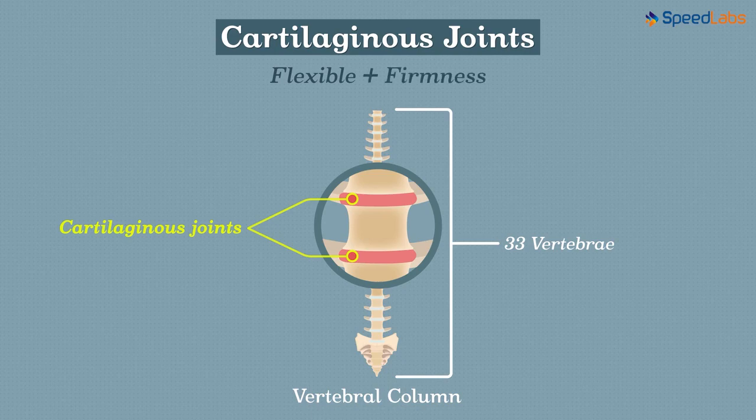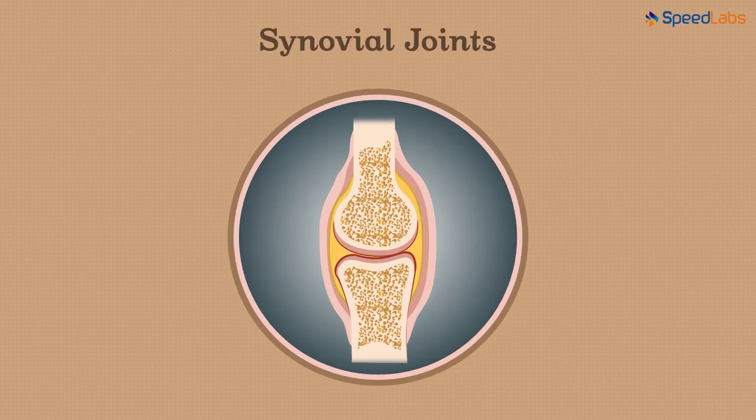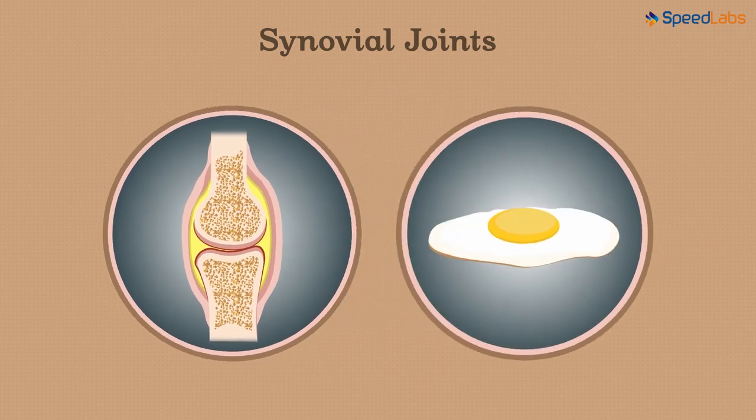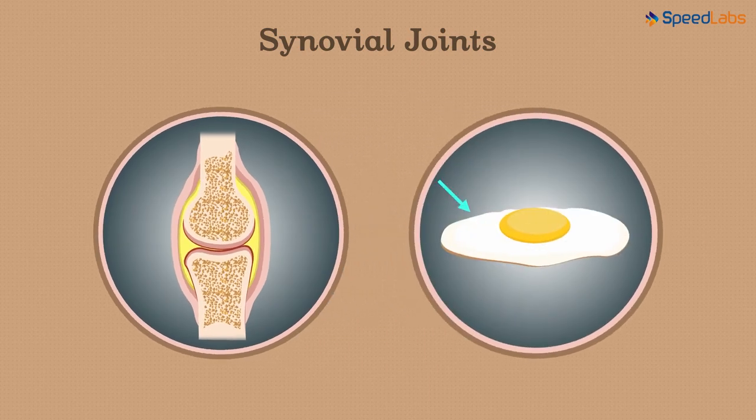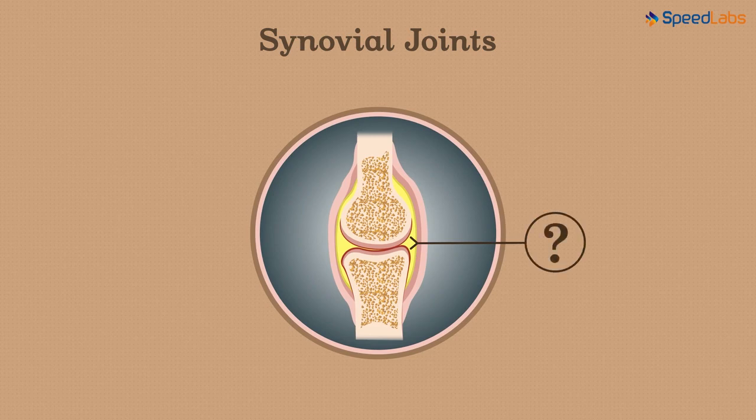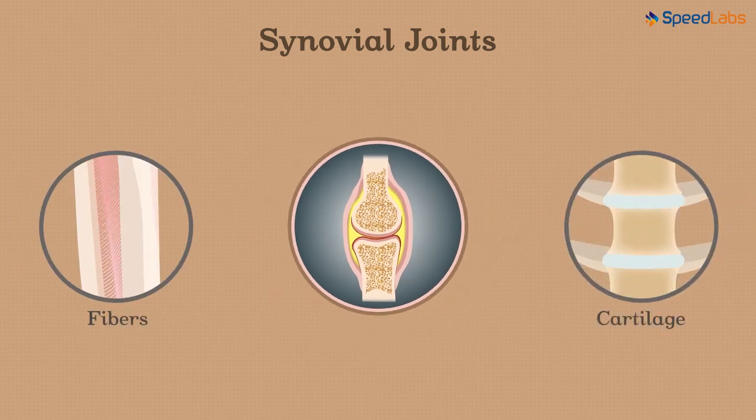Now we move to the last type, which is the synovial joint, the joints which are freely movable. Yes, these joints are known for having a specialized fluid called the synovial fluid in them. The fluid has a consistency like that of an egg white. But tell me, why is the fluid needed between the joints? If we can work with fibers and cartilage, then why do we need a fluid to fill the gap?